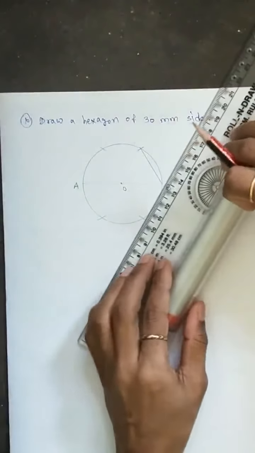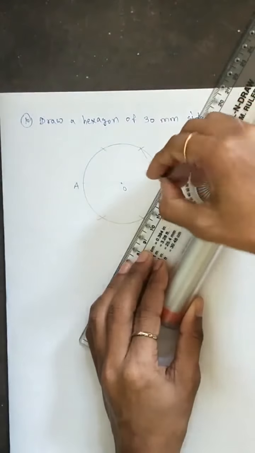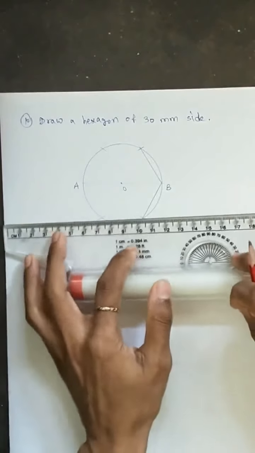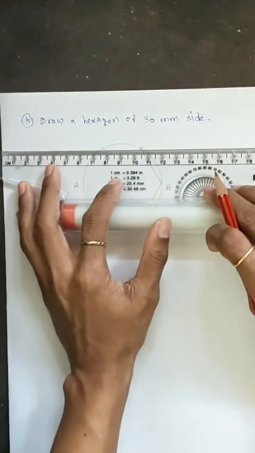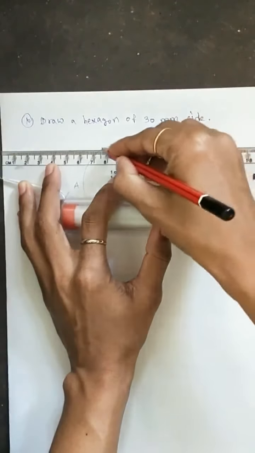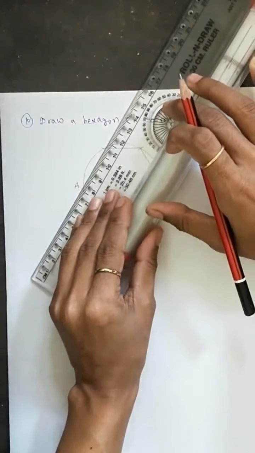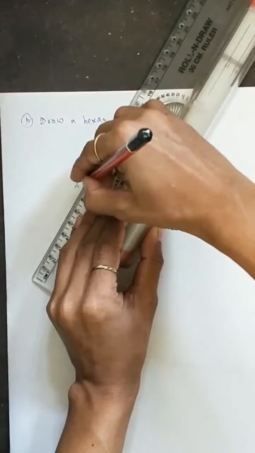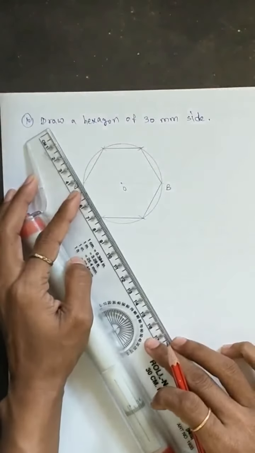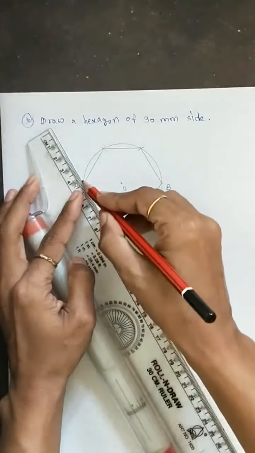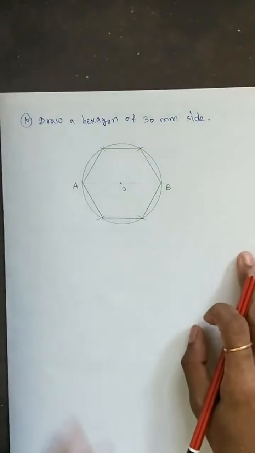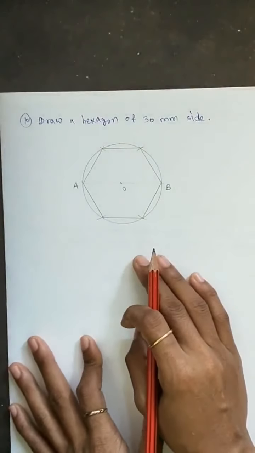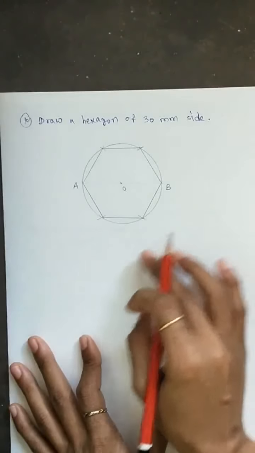then this point to point B, then draw these 2 points. Similarly draw these 2 points and join these 2 points to point A. So this is the simple method of drawing a hexagon, which is the method of a hexagon inscribed in a circle.